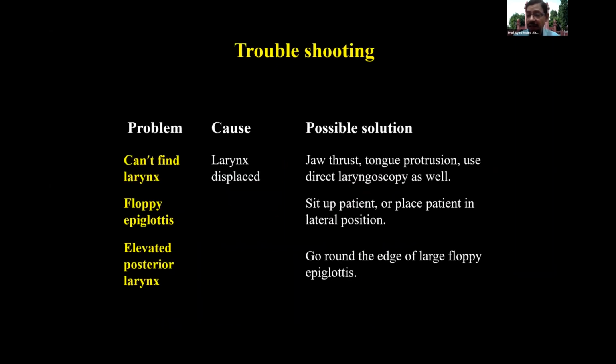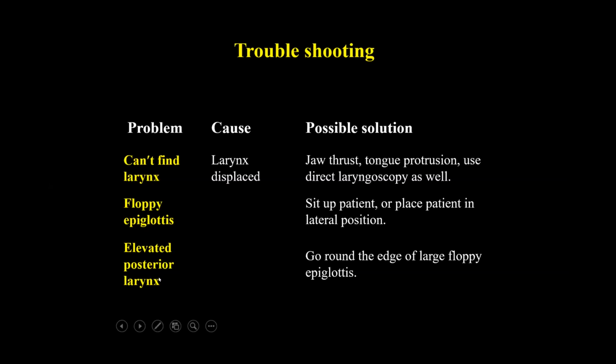This is something I just thought of telling you: troubleshooting with the fiber optic. If you can't find the larynx because it is displaced, go for a jaw thrust, tongue protrusion, and use direct laryngoscopy as well if you need. And if you think the epiglottis is floppy, sitting on the posterior wall, you can ask the patient to sit up, or you can place the patient in lateral position, or you can ask the patient to phonate as well.